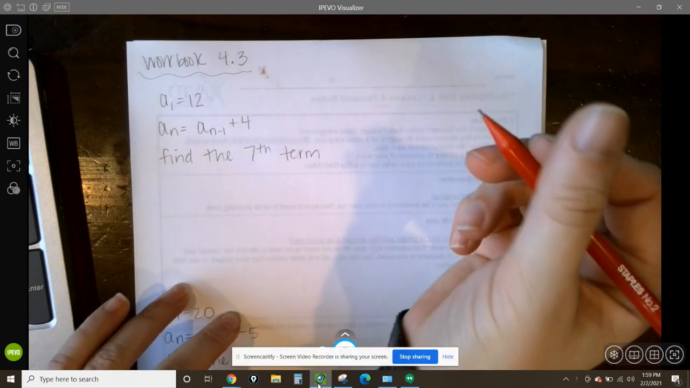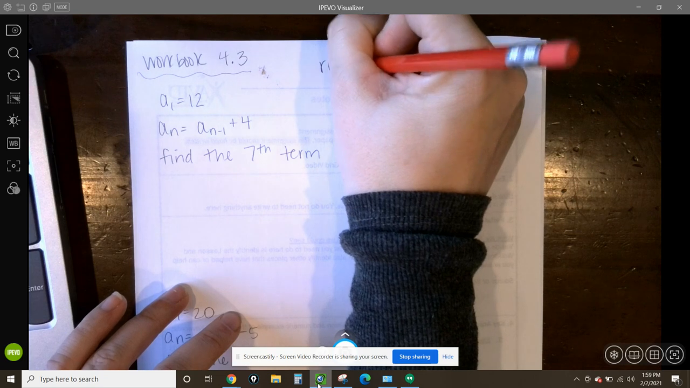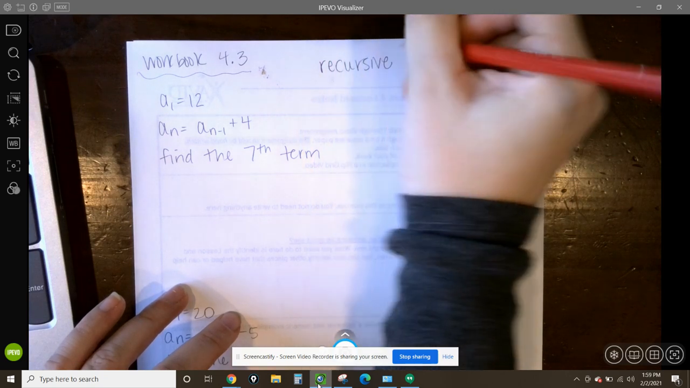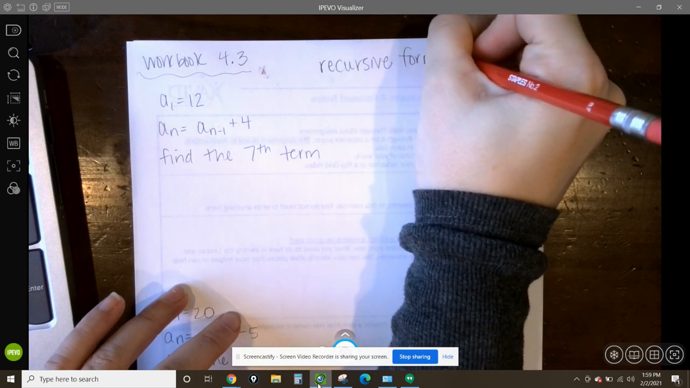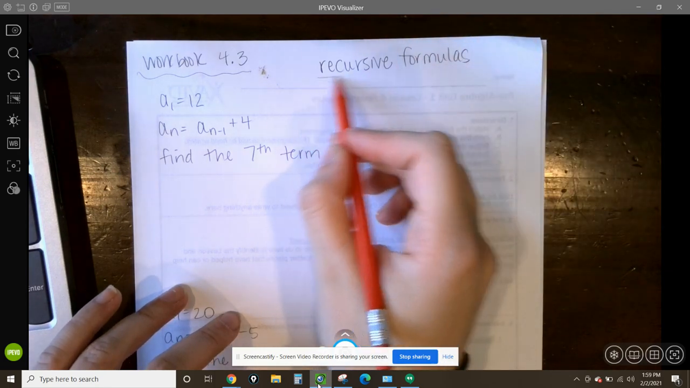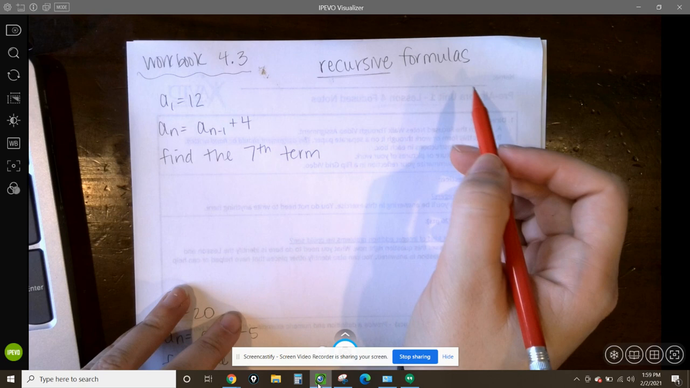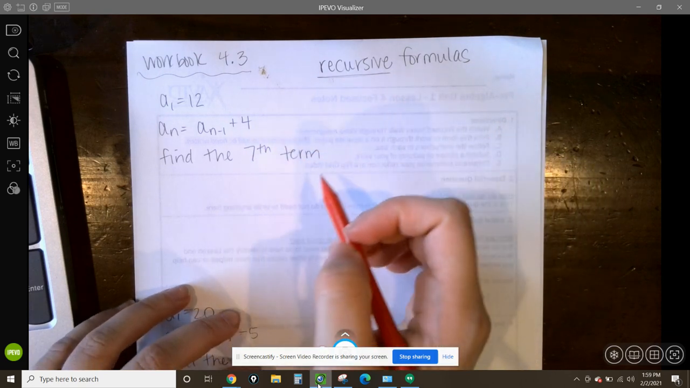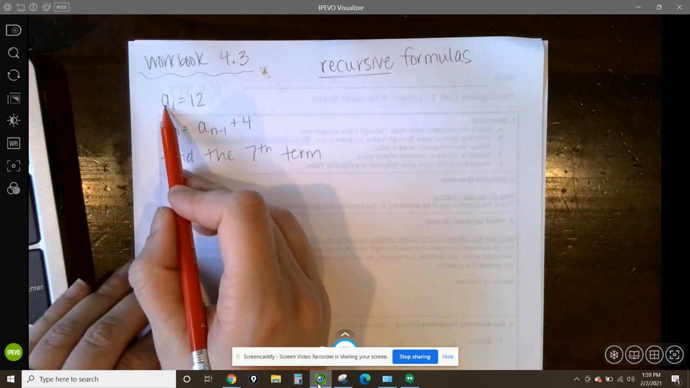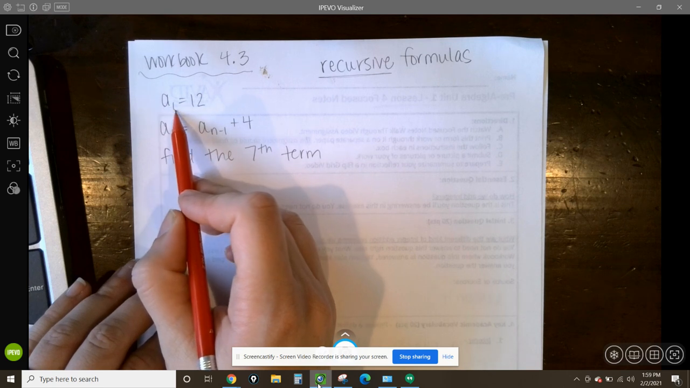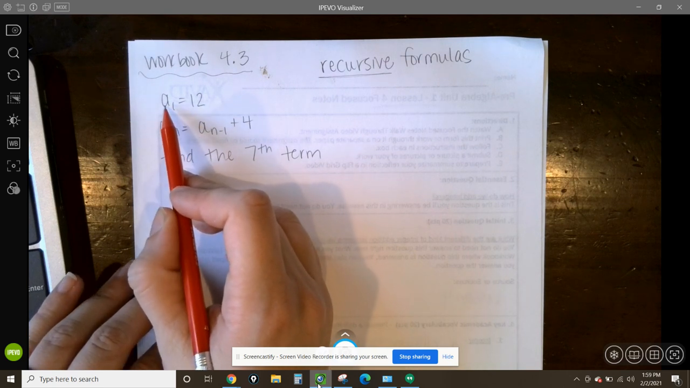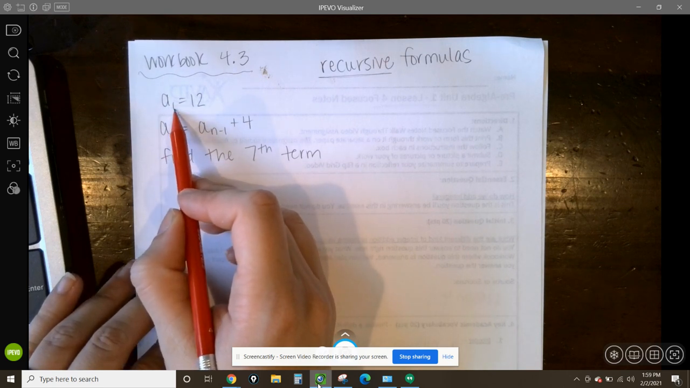It's called recursive formulas. Recursive means if you know the term before it, then you can figure out the rest. So it's kind of a weird concept. This is A1, or A sub 1. That's how we say this. It means the first term. So A sub 1 is the first term.